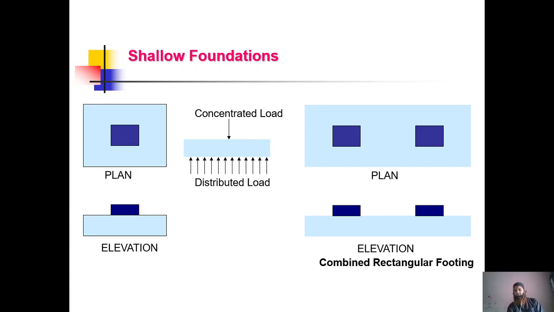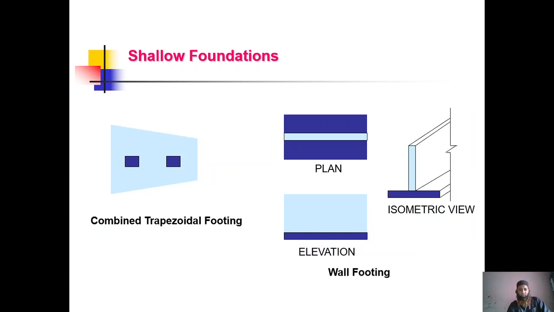You can see a combined rectangular footing elevation. This is how a rectangular footing is placed here. The blue squares are the columns which are resting onto the footing. This is how it is. These are the shallow foundations. Here you also have a combined trapezoidal footing, in a trapezoidal shape. You will learn about it in further subjects.